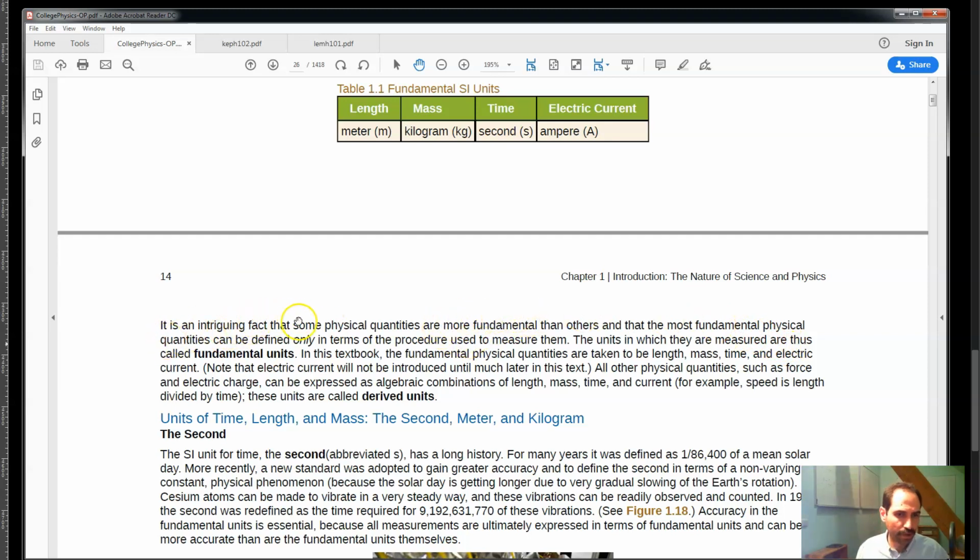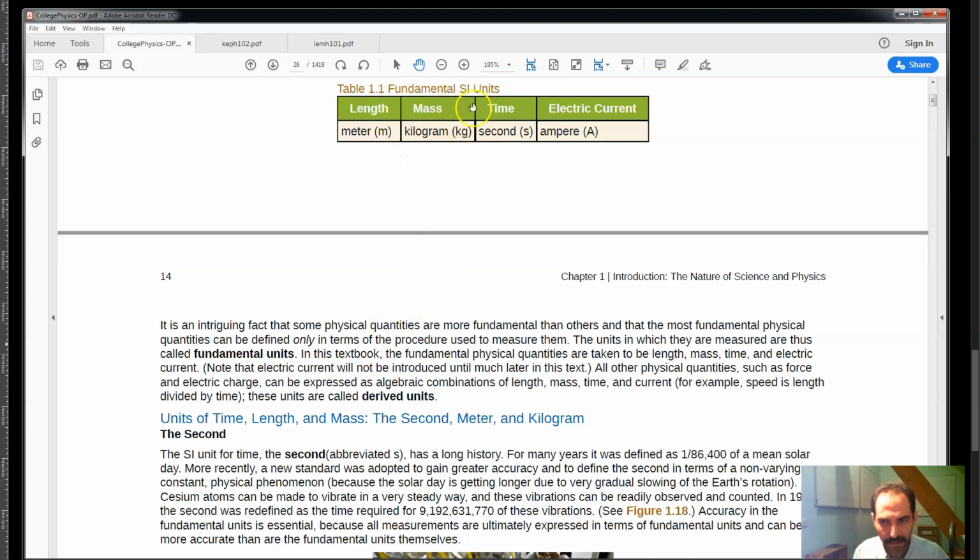It's an intriguing fact that some physical quantities are more fundamental than others, and that the most fundamental physical quantities can be defined only in terms of the procedures used to measure them. You can take the example of length or time. Mass is not much about procedures or anything.